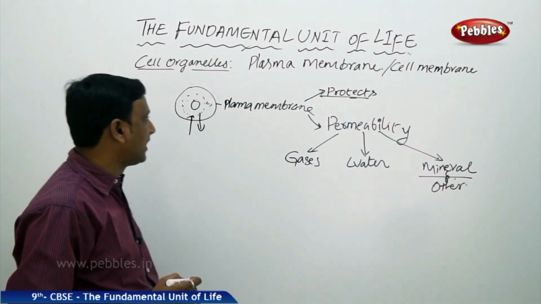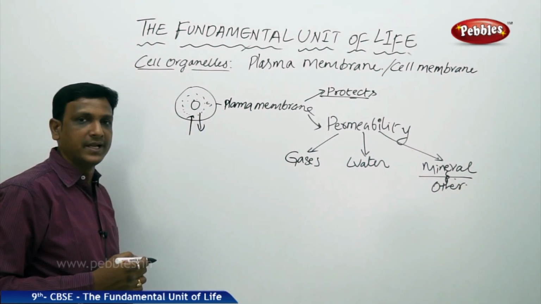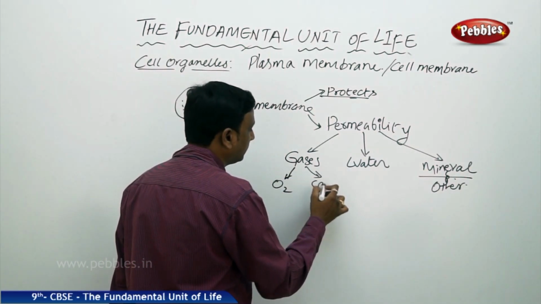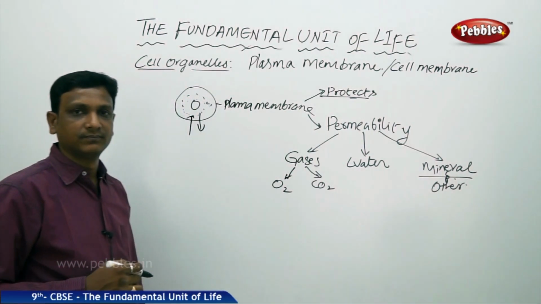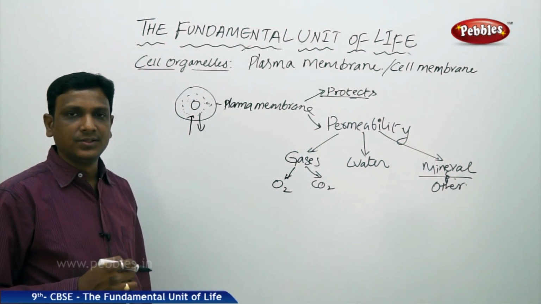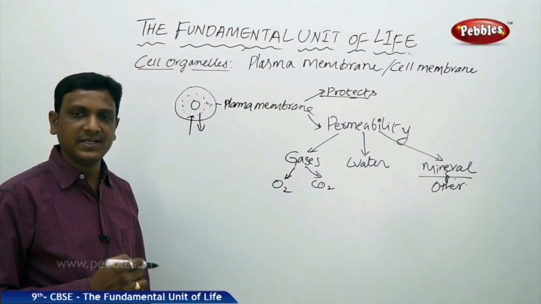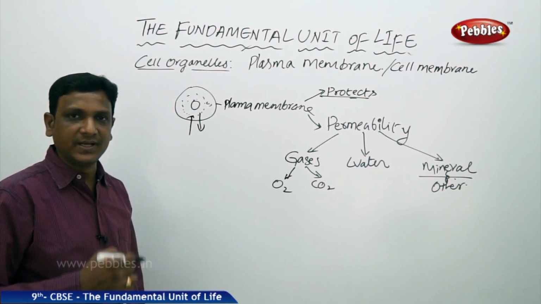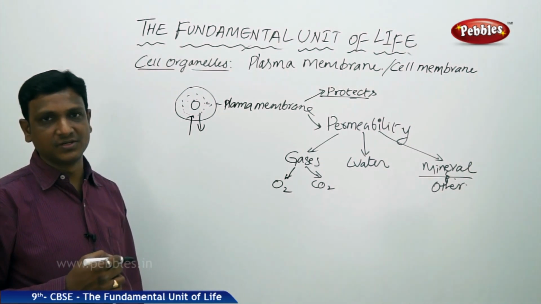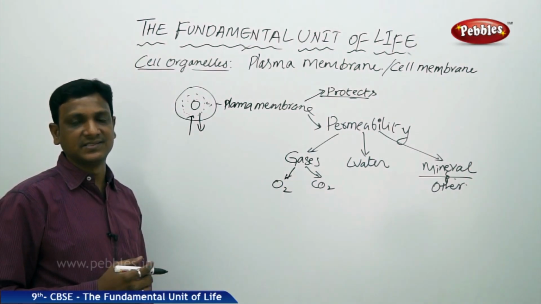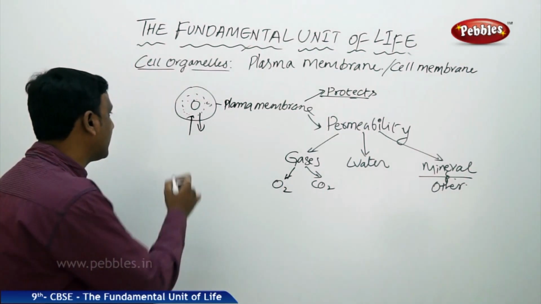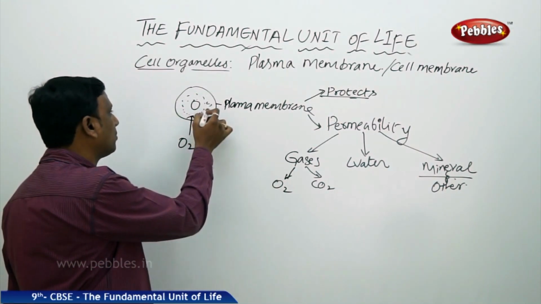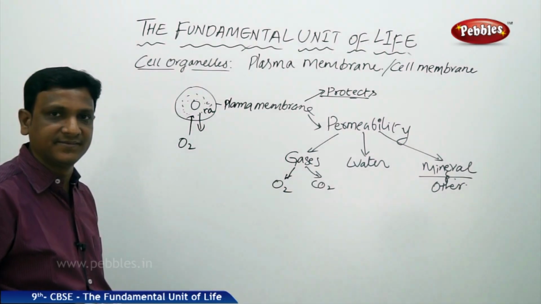So first, gases. What kind of gases? They travel across the plasma membrane into the cell and outside the cell. Two main gases: oxygen and carbon dioxide. The cell carries out various activities, and for the activities, it needs energy. The energy is supplied to the cell by the process of cellular respiration, which means respiration takes place inside the cell. For respiration, what gas is required? Oxygen is required inside the cell. And during respiration, what gas is produced? Carbon dioxide gas is produced.